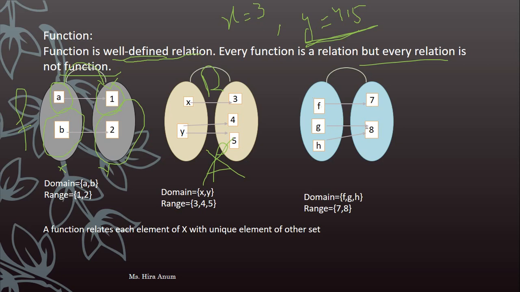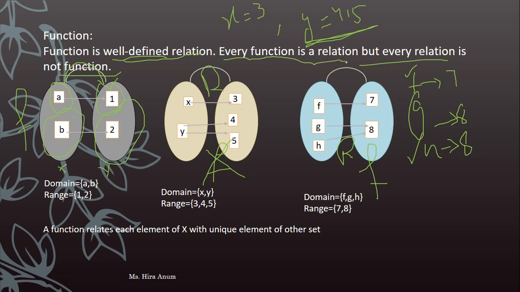You can see this example. F gives 7, G gives 8, H gives 8. This is well defined. When we take F, it gives 7. When we take G, it gives 8. When we take H, it gives 8. So this is both a relation and a function. You can know every function is a relation, but every relation is not a function. It may or may not be a function.